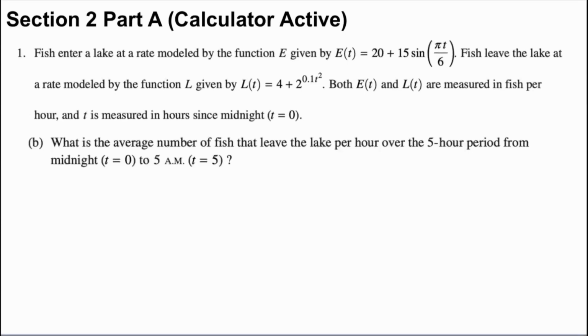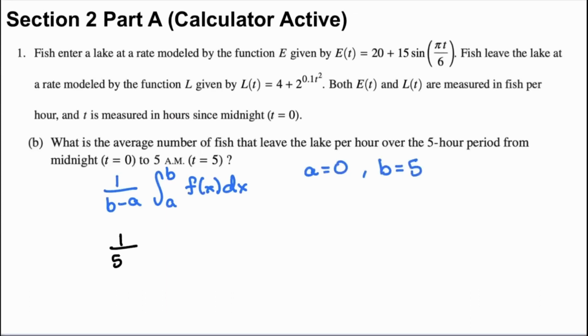Now for B, what is the average number of fish that leave the lake per hour over the 5-hour period from t equals 0 to t equals 5? So this is actually an important formula that I suggest you remember for test day. It's going to be 1 over b minus a times the integral from a to b of your function with the appropriate differential. So in this case, our a is going to be equal to 0, our b is equal to 5, and then we can just substitute appropriately.